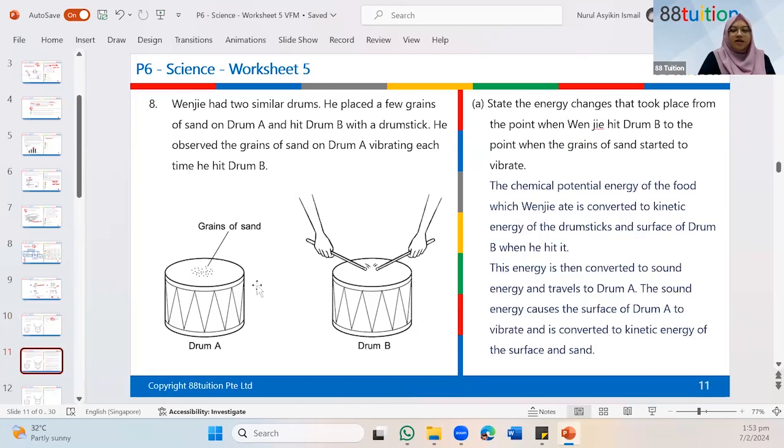Okay, so how you're going to write it is like this. It's going to be a bit long. Okay, the chemical potential energy, the CPE in Wen Jie, okay, is converted. Must you write about food and everything? No need. You don't have to explain until that. Okay, so this one is unnecessary, but it's not wrong. It's okay to give it. But if you want to avoid any confusion, unnecessary long answers, then you don't have to put it in. Okay, it's just for your understanding.